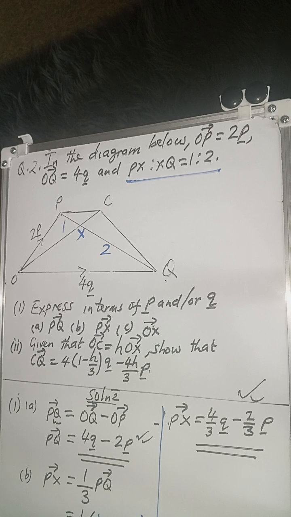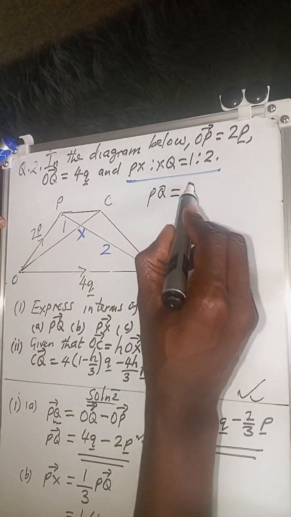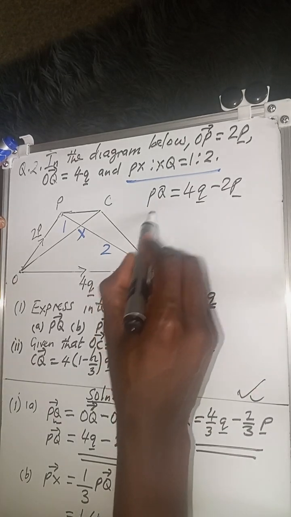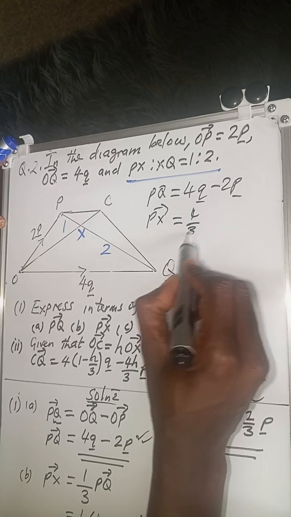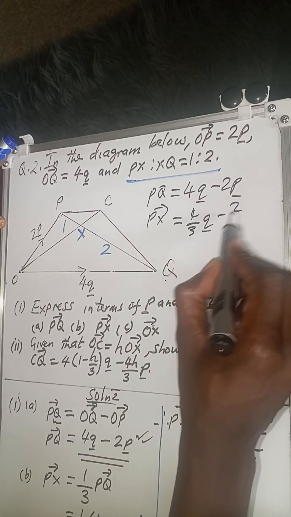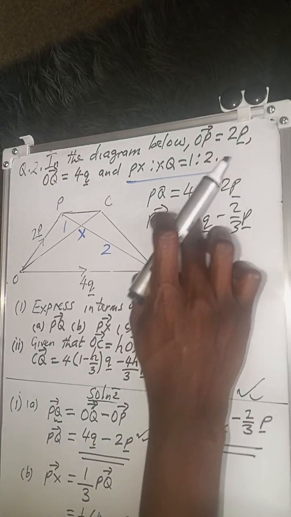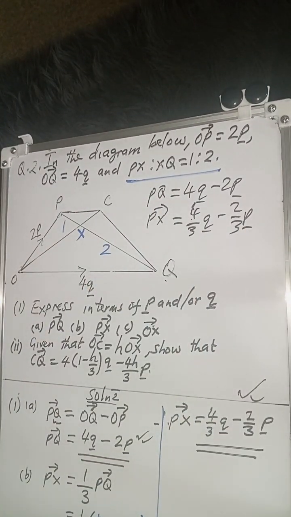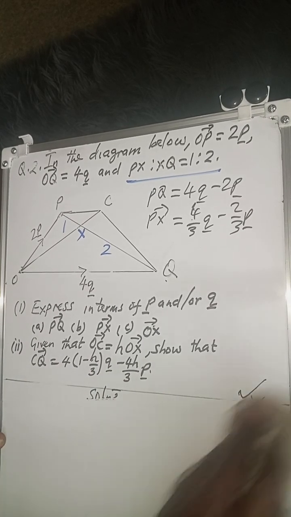All right, so let me just be putting up there my PQ. We got 4 vector Q minus 2 vector P. My PX there, I've actually gotten as 4 over 3 vector Q minus 2 over 3 vector P. That's what I've actually gotten there. I'll use this. That's why I'm writing them aside. Okay, so let's continue and look at the C part now.